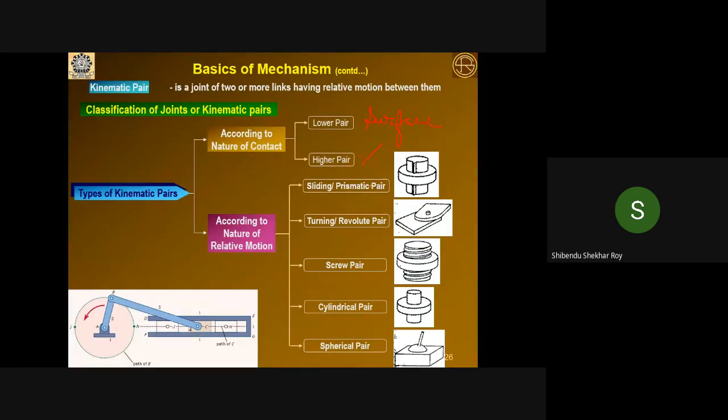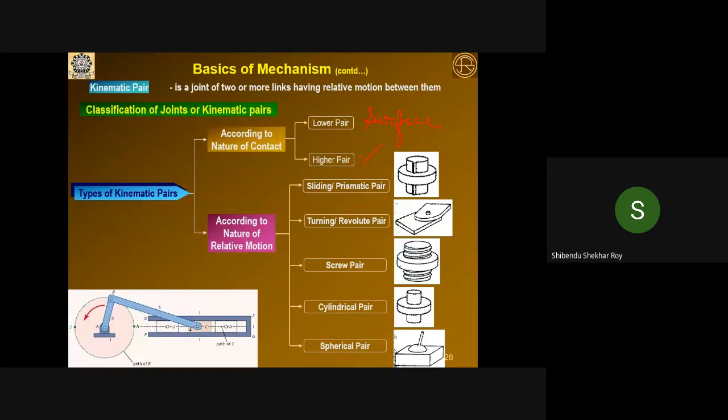Now example you just see. Here you just see, in this particular example, this is the well-known slider mechanism. The slider will move over the cylinder. Okay, like the slider means piston, it move over the cylinder. Now it is the area contact or the surface contact. So that is why it is lower pair.